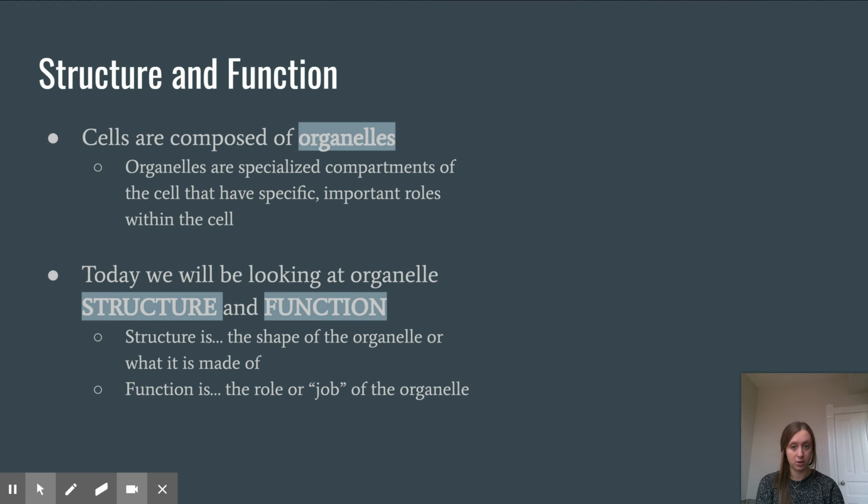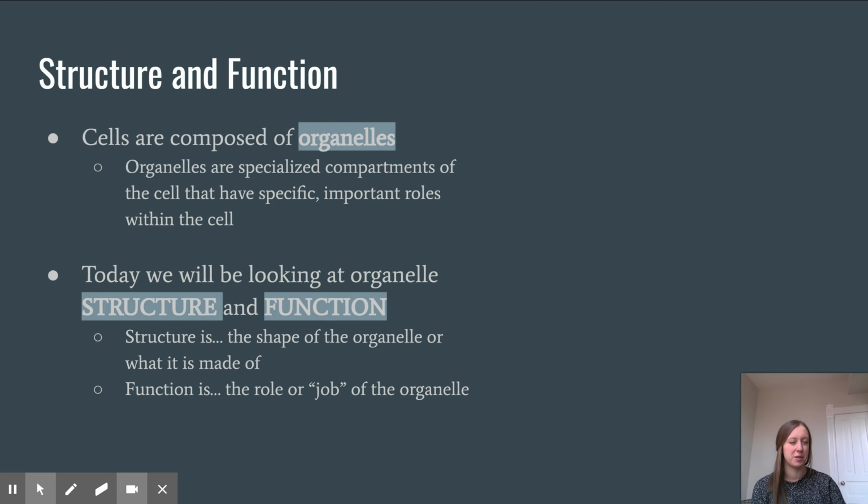Structure and function are two important words in biology. Structure is the shape of something or what something is made out of. The shape of something or what it's made out of is the structure. The function is the role or the job of that organelle, so what it's responsible for doing within that cell.